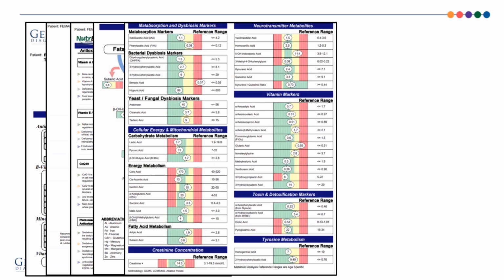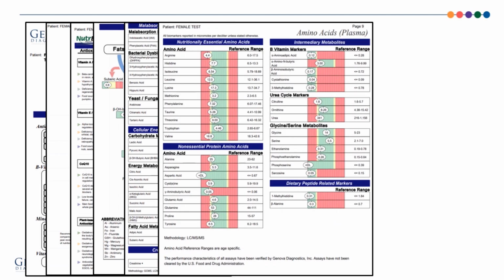This is the organic acids page. We'll certainly go into great detail here, but these are the listings of the organic acids tested on the NutrEval. And the amino acids, in this case, are plasma amino acids, and we look at the various essential amino acids, non-essential, and other markers that provide great insight into protein intake and utilization.